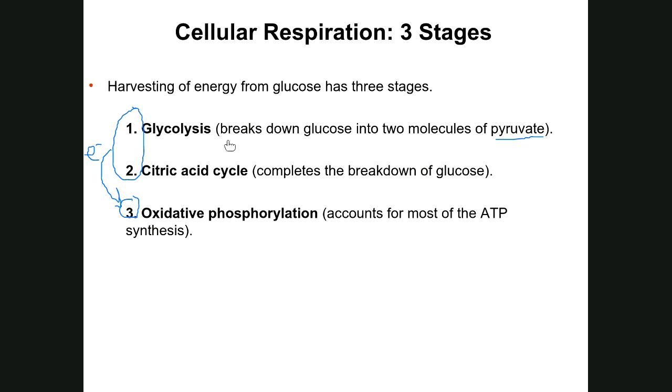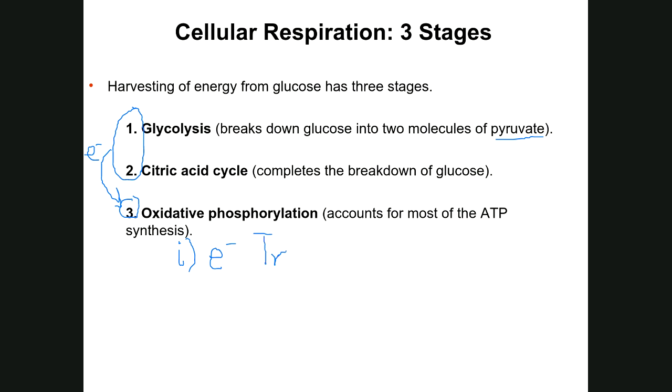So the purpose of these first two stages is actually to strip as many electrons from this organic compound glucose and transport them to this third stage, oxidative phosphorylation, okay? This third stage is responsible for the majority of ATP synthesis, and it consists of two substages. The first substage is known as electron transport, which I abbreviate this way.